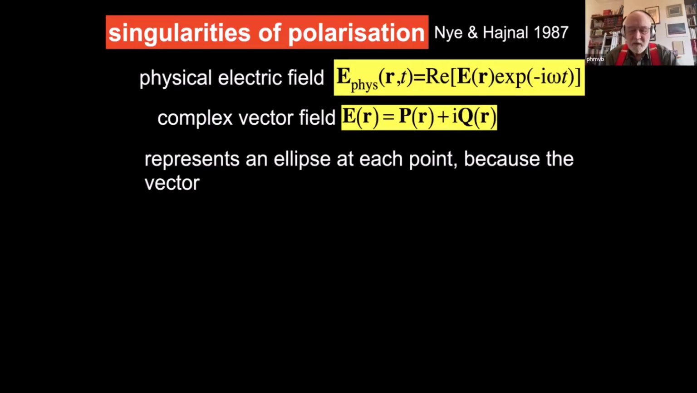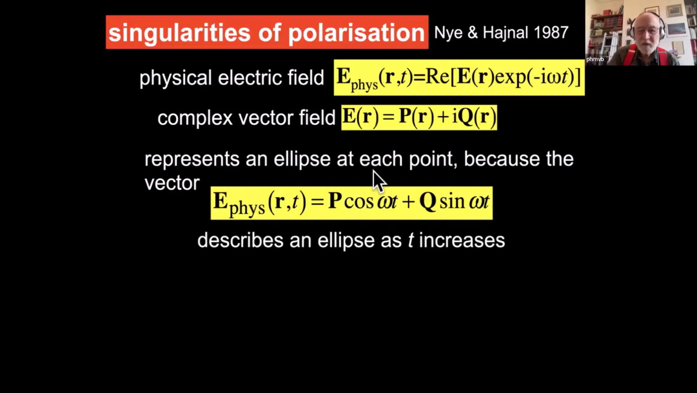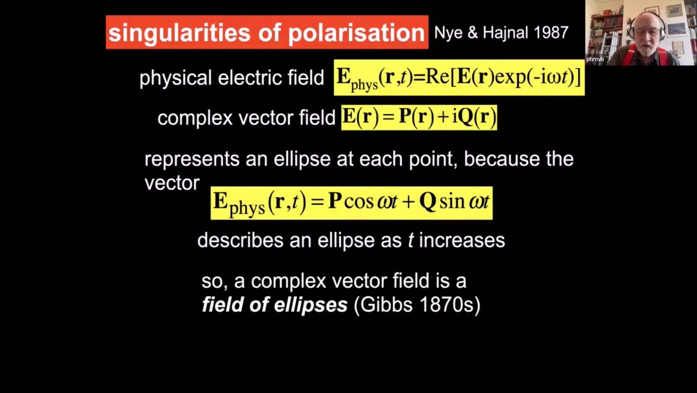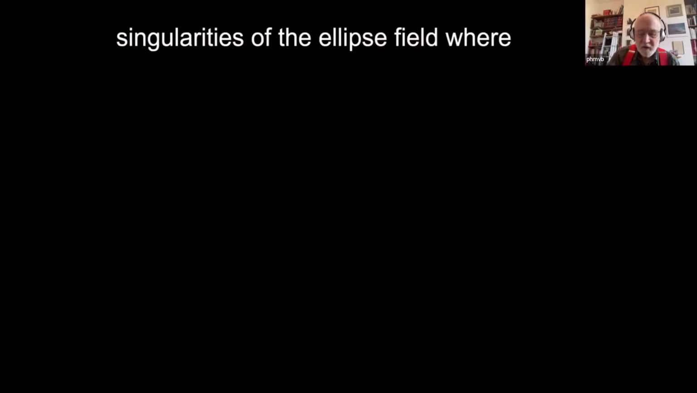Well, this represents, as you can read in Born and Wolf, and this was the starting point of John Nye and Joe Hajnal's seminal discoveries in 1987, that the physical electric field, and you calculate it, pursues an ellipse as time increases. So this is the equation of an ellipse as time increases. And so a complex vector field is a field of ellipses, as I learned from Mark, that Gibbs had discovered in the 1870s. The normal to the ellipse at any point in the field is P cross Q, the imaginary part of E star cross E. And there are singularities of the ellipse field that Nye and Hajnal characterized, 2 types.